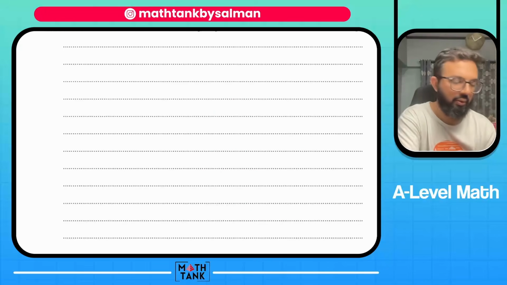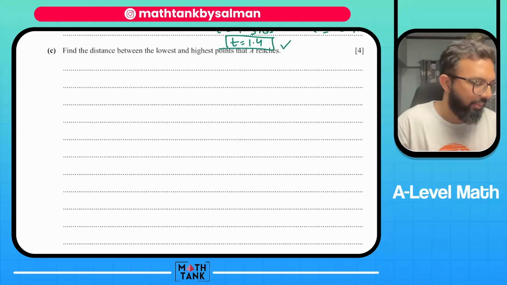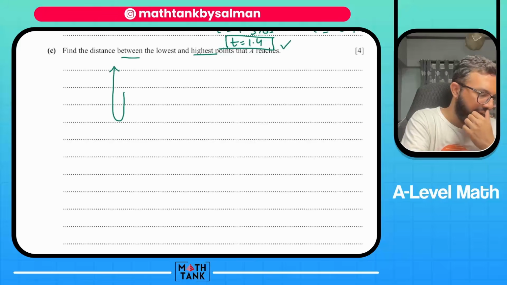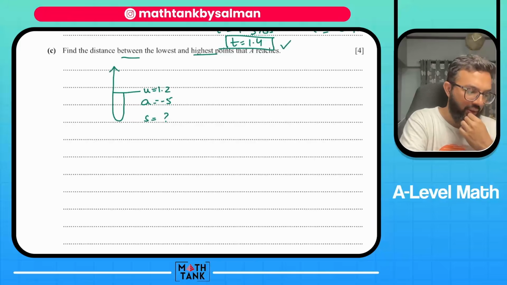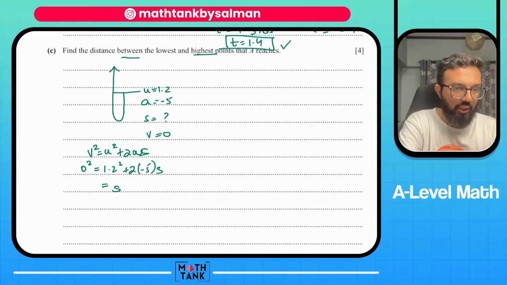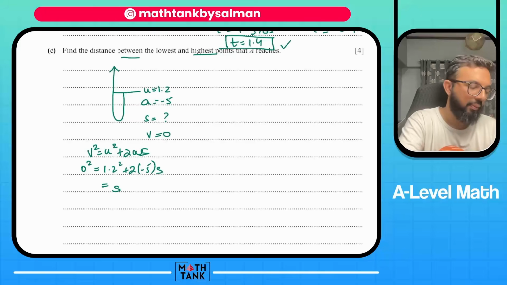Okay, so let's break up A's journey now, because I want to find the distance between the highest and lowest points that A reaches. So what's going to happen is A is going down like that, and then it's going up like that. This journey started off here at 1.2. It had an acceleration of minus 5. I want to find out the lowest point, and I know that v is going to be 0. So v squared equals u squared plus 2as. 0 squared equals 1.2 squared plus 2 times minus 5 times s, so s comes out as 0.144. So this minimum point is 0.144.